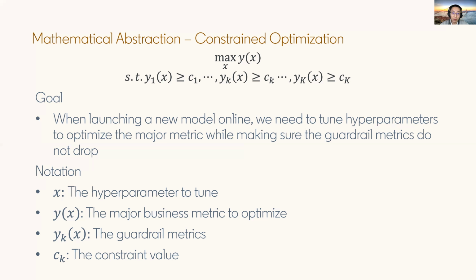The procedure we perform is that we first estimate Y of X and all the guardrail metrics, and then use the estimated functions as surrogate functions to perform the optimization. So in the first step, we apply the Gaussian process to estimate the metrics. And in the second step, we use the estimated Gaussian process curves as surrogate functions and apply the method of Lagrange multipliers as well as Thompson sampling, which we'll introduce in a later slide.